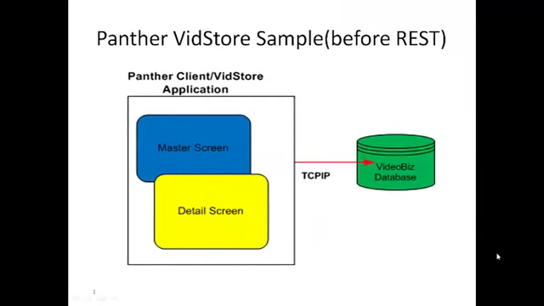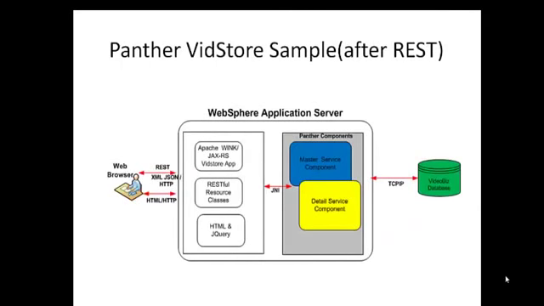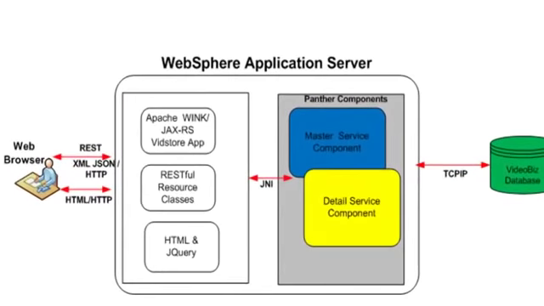Here's the architecture of the VidStore sample application. This is a traditional client-server desktop application where the server is the database engine. Now I'll show you what we're aiming for. We'll have a web-based application where Panther runs non-visual components in a Java native library on a remote server. Notice that the gray box showing the Panther runtime has now shifted from the client side to the server side.